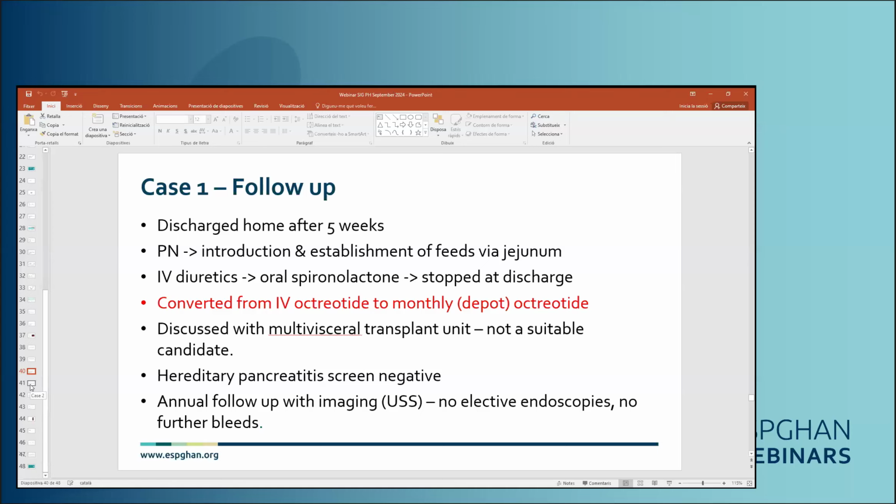But where we are now with this child, it's been about 2 years now, we follow him up on an annual basis with an ultrasound scan, which demonstrates that, yep, the clot is still there, but his ascites is completely under control. His platelets are very low, but he hasn't had a bleed and we haven't had to scope him. So maybe it's a false dawn, but 2 years without an endoscopy and without a bleed, we're fairly happy with that result from the octreotide.